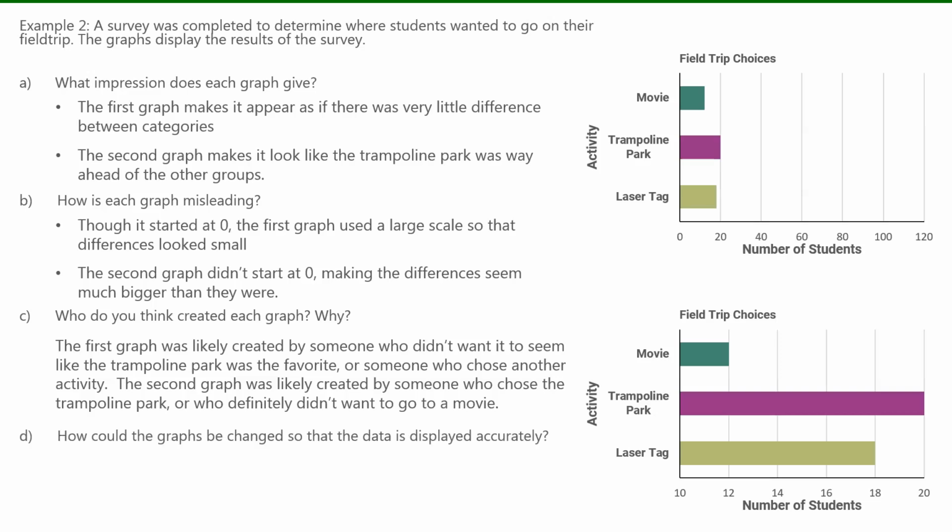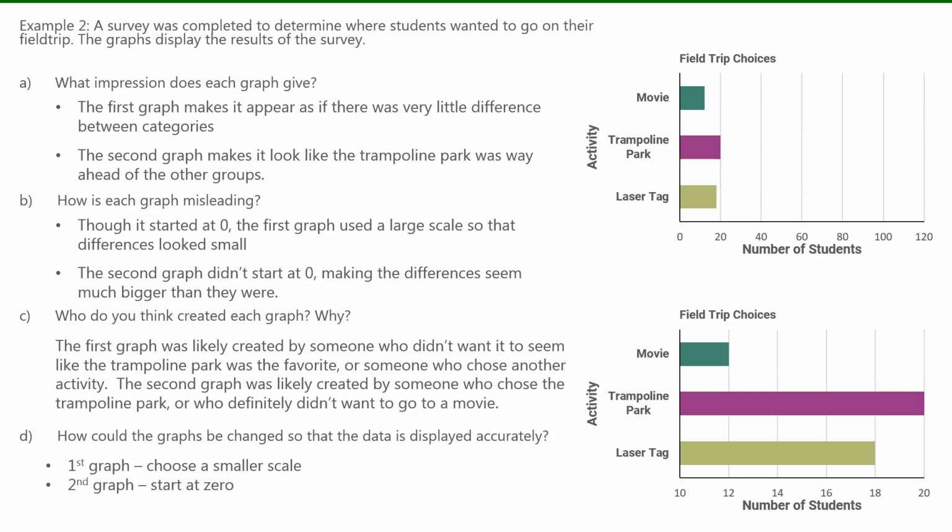How could the graphs be changed so that the data is displayed accurately? Well, in the first graph, I would definitely choose a smaller scale. The scale started at 0, so that's a positive thing. However, all the numbers above 20 are irrelevant to the data. There is no bar that goes beyond that, so they really didn't need to use a scale that large.